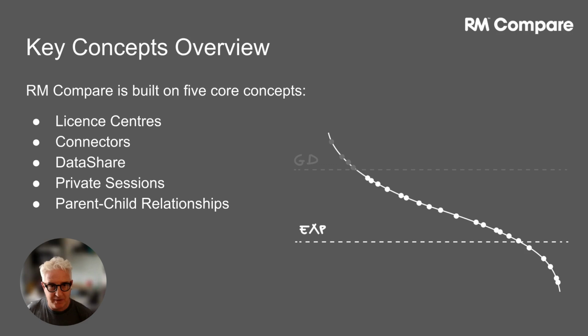Fourth, the private sessions setting gives individual users the power to manage the visibility of their work, allowing for confidentiality when needed. And finally, the parent-child relationship model supports more complex organizational structures, like multi-academy trusts or federations, offering central oversight while preserving local autonomy. We'll break each one of these down in detail next.